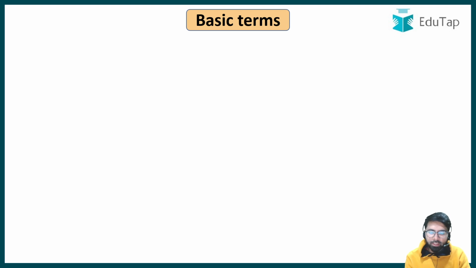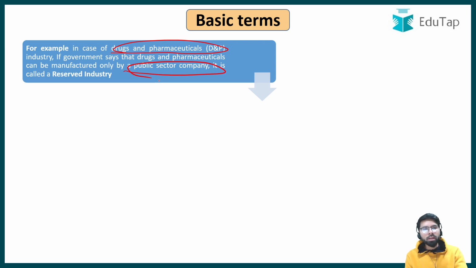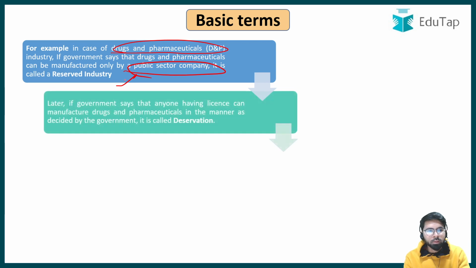So let us understand the same terms with an example. For example, in the case of the drugs and pharmaceutical industry, if the government says that drugs and pharmaceuticals can be manufactured only by a public sector company, then it is a reserved industry. But later on the government says that anyone having a license can manufacture drugs and pharmaceuticals in the manner decided by the government, then it is a de-reservation policy.